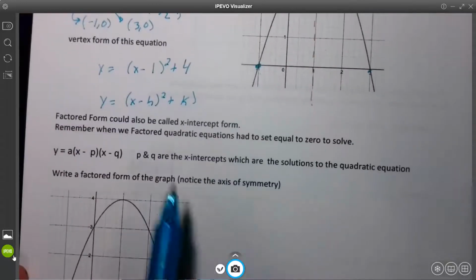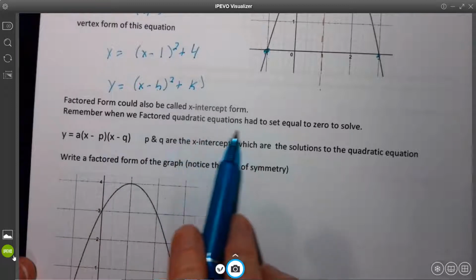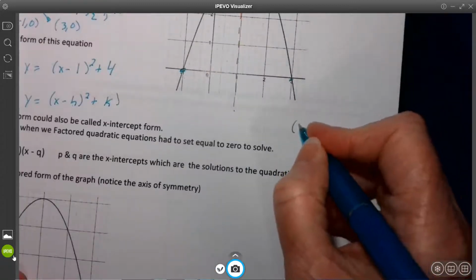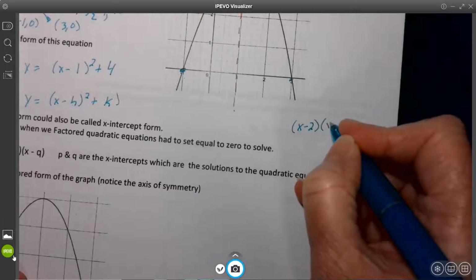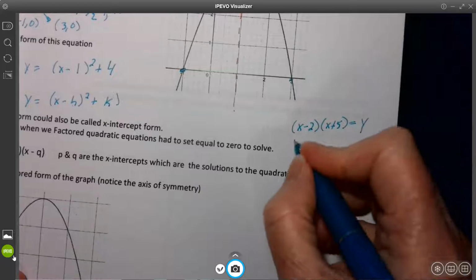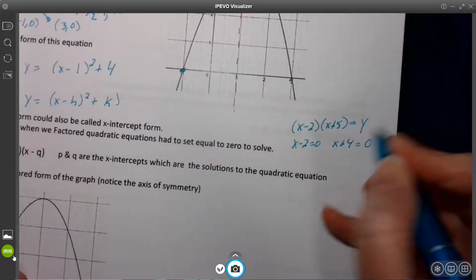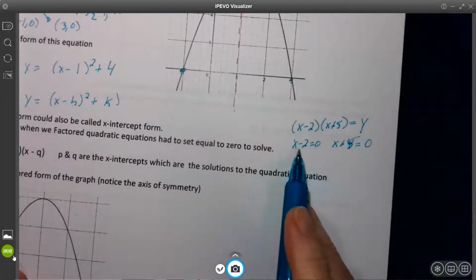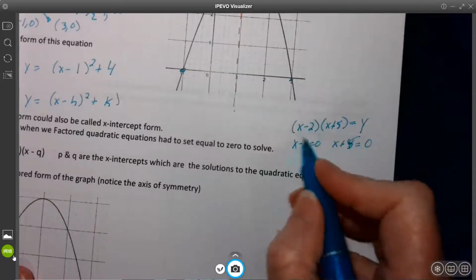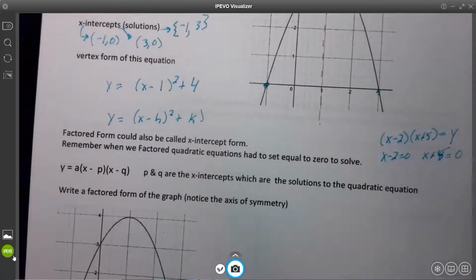Okay, so factored form can also be called x-intercept form. Remember when we factored quadratic equations? When we had equations factored, we would have something like (x minus 2)(x plus 5) is equal to y. And in order to solve, we had to take both of those and set them equal to 0. Well, that's what you've got to remember with x-intercepts. In order to get 2 and 5, we had to have it be the opposite. That x-intercept is always going to be the opposite.